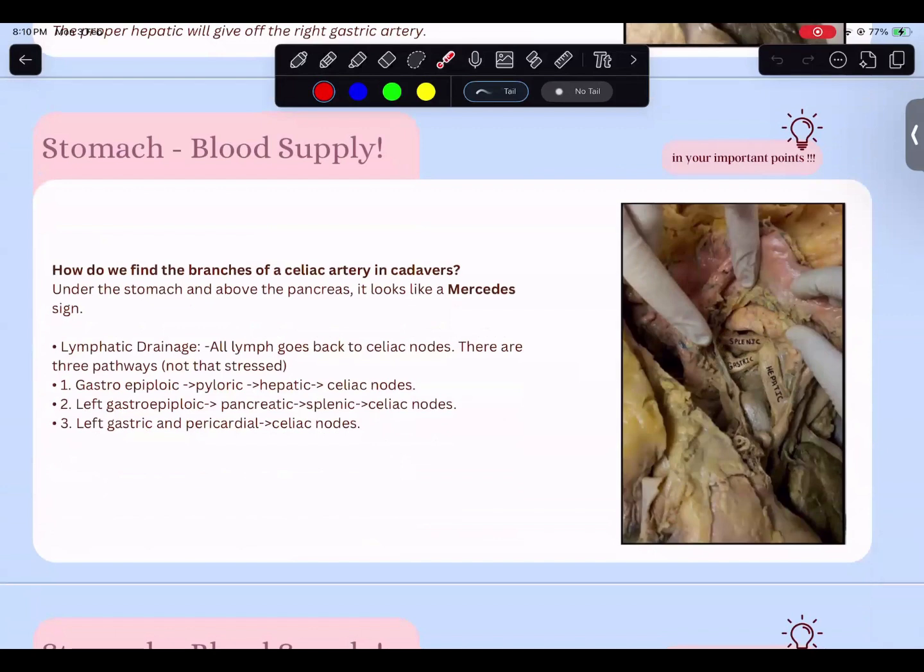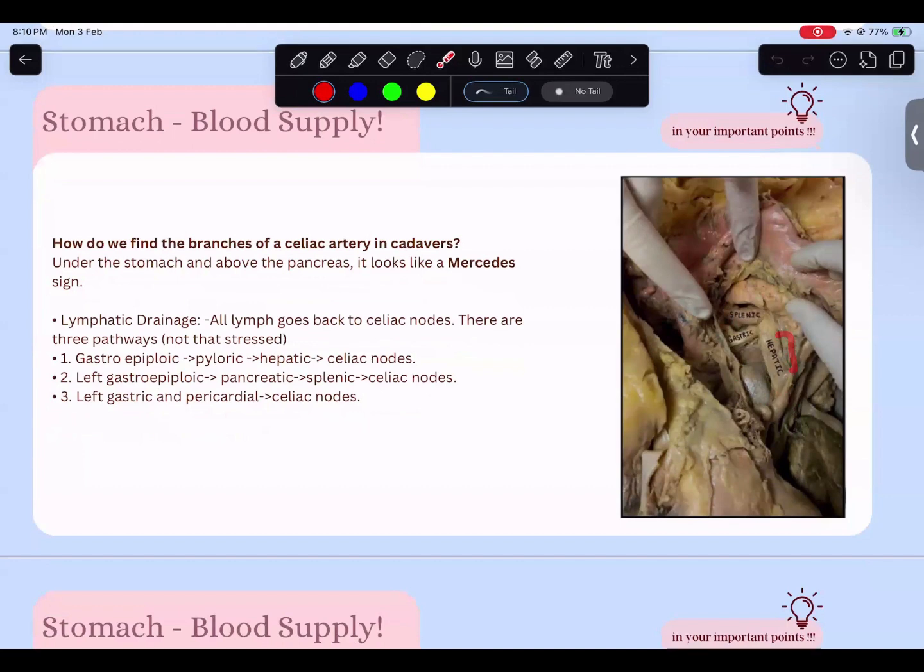Okay, this is basically how you're going to find these branches of the celiac artery in cadaver. Now, when you look at this, it's going to look like a Mercedes sign. I don't know which professor said that, but this basically looks like a Mercedes sign because it's kind of like an M. So you're going to see the splenic, you're going to see the gastric, and you're going to see the common hepatic. So which gastric is this, left or right, from the celiac trunk? Left, good. And then you're going to see the splenic, which is going to give you two branches. Hepatic is going to give you two branches, which are further going to divide and give us what we need.